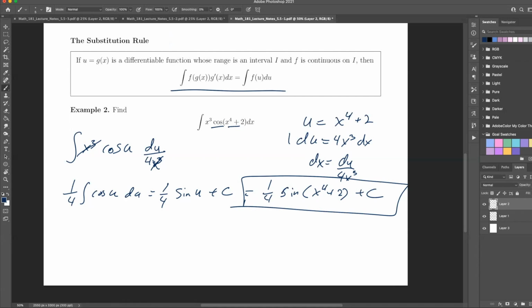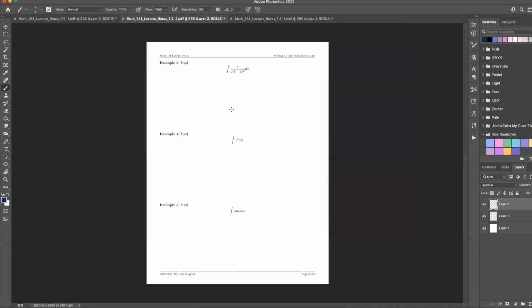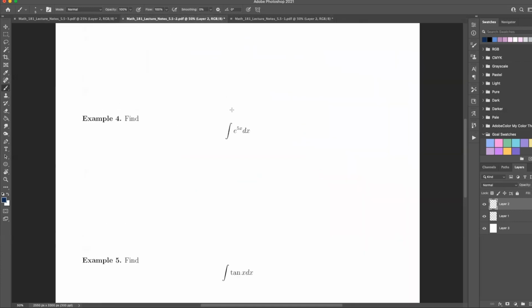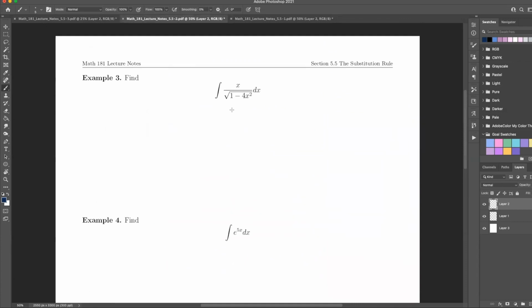All right. So let's go ahead and go to the next page. So let's look at this. So what do we have here? We have something kind of complex. So we're going to guess that we want to make all of this u right here.